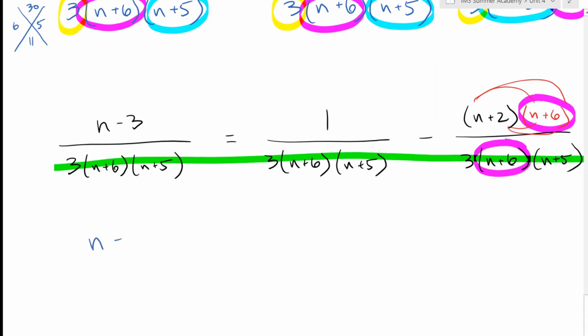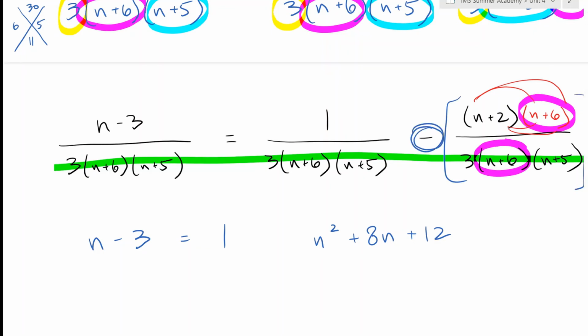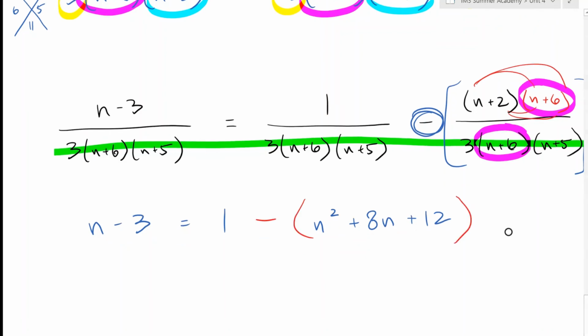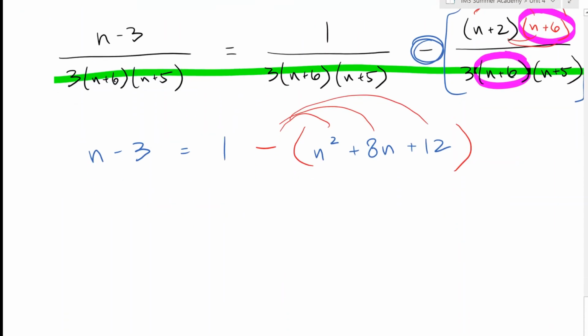We're left with n minus 3 equals 1. Now we do need to multiply this out. That's going to be an n squared plus 8n plus 12 after all said and done. But we've got to be careful here. This whole fraction here is being subtracted. So what that means is this whole thing here is being subtracted. So I actually need to apply that negative sign to everything now.